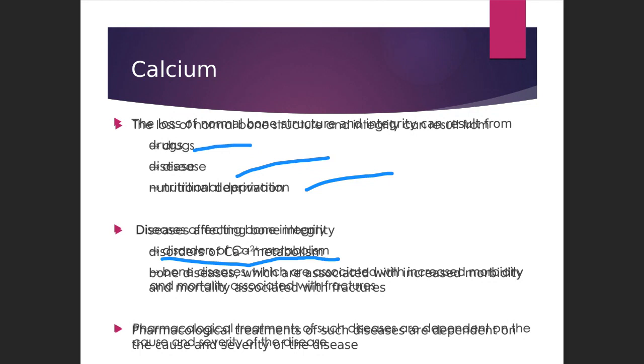Bone diseases are associated with increased morbidity and mortality, associated with fractures. If there is an imbalance of calcium in the bones, the patient is more prone to fractures compared to a person who has sufficient, equilibrium-maintained calcium levels. The pharmacological treatment of such diseases depends on the cause, the severity of the disease, and the condition the patient is suffering from.